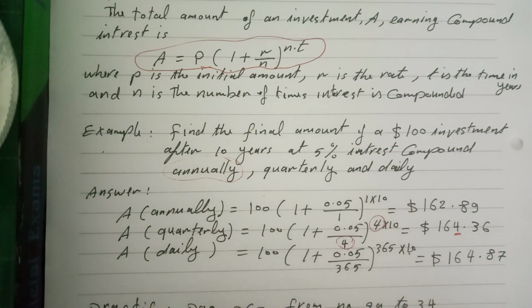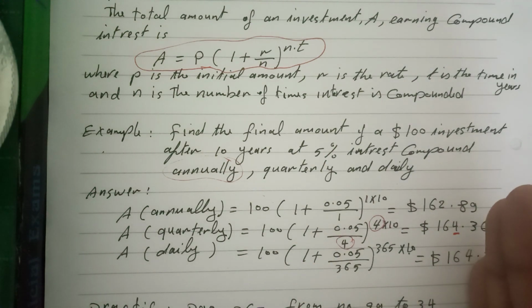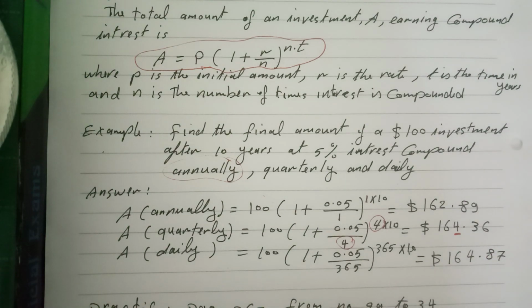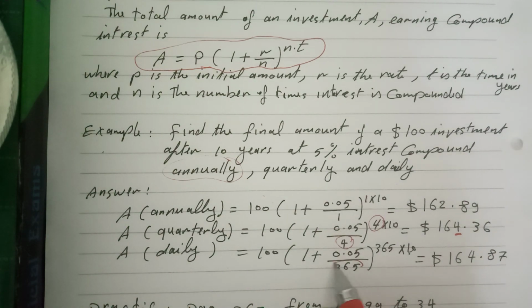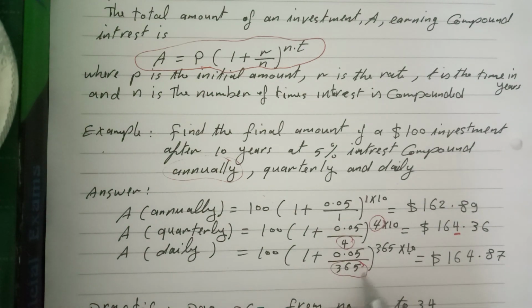If you do this daily, means you finish this operation every day and get the sum of money and invest it for the next day. So you need to put 365, means the number of days per year here, because you will do this operation 365 times, and put it here.